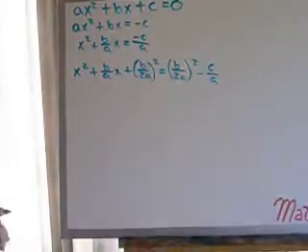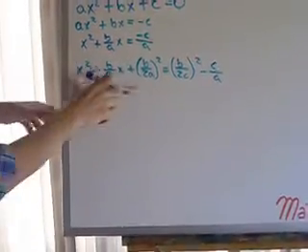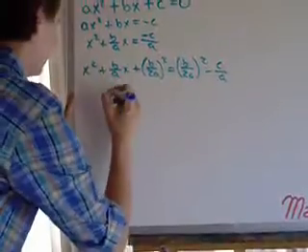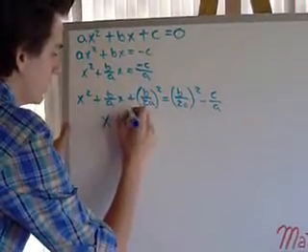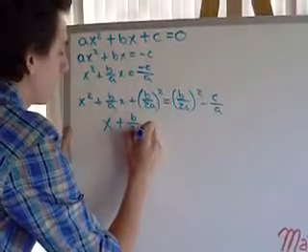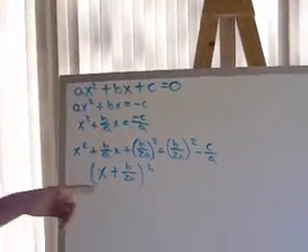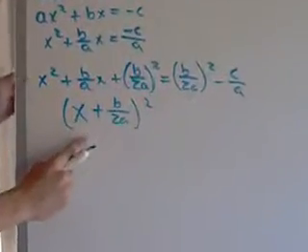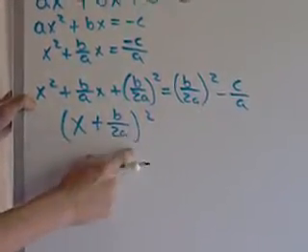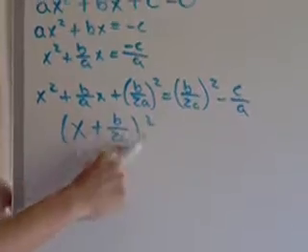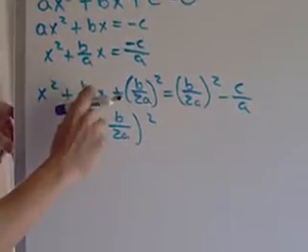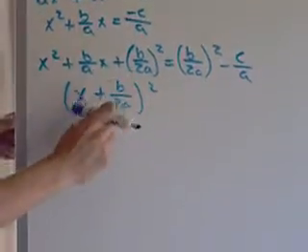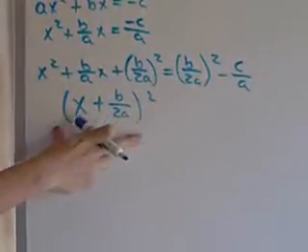Now, as you can see right here, this can be factorized as x plus b divided by 2a, all of that squared. And you know in general that this times this equals x squared, this times this equals bx divided by 2a, but you have that 2 times, so that's b divided by a times x, and this times this is this, so that's correct.